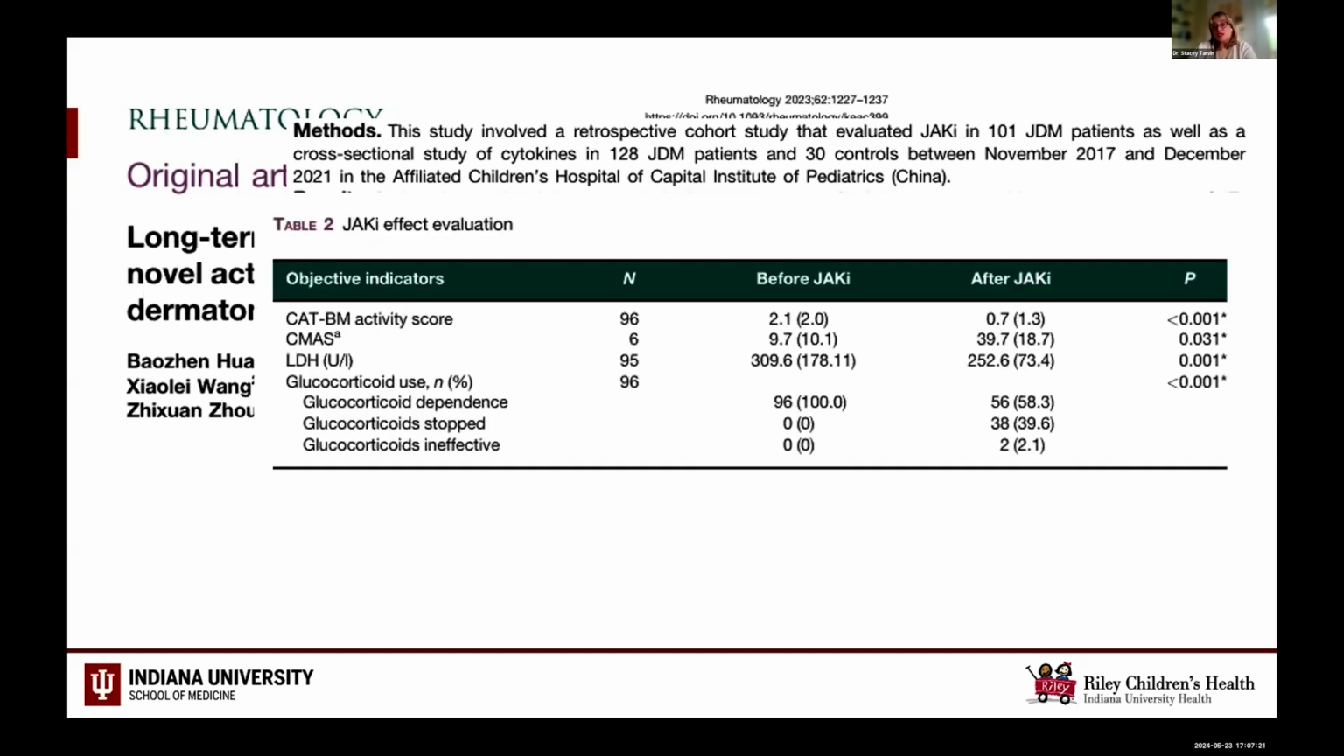So this is one of the result tables, and I want to highlight a couple of things here. Most importantly, that there was, even though in some small numbers, especially with regard to muscle strength as assessed by the CMAS, a significant improvement in skin score, strength, monitoring of LDH, and importantly, the glucocorticoids were stopped in 40% of these patients.